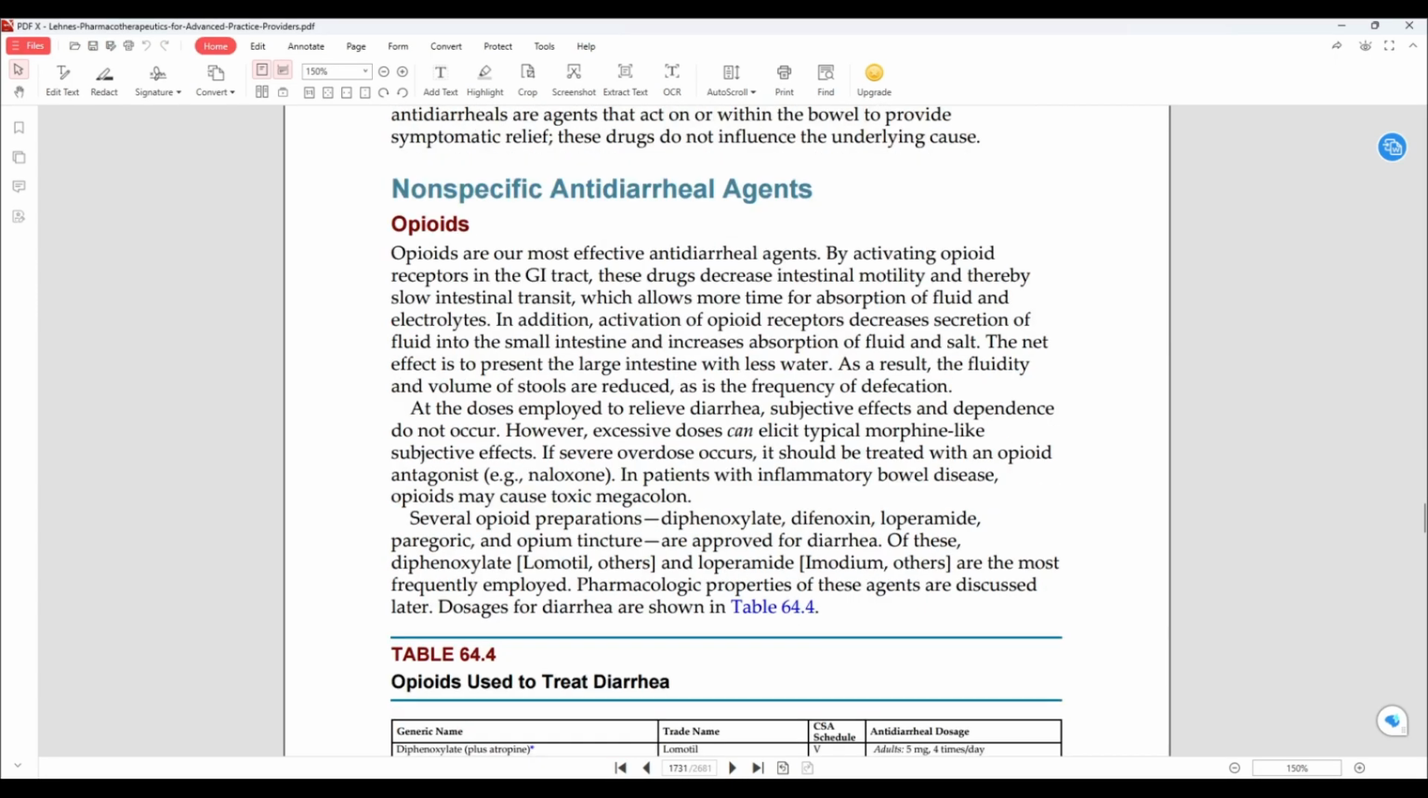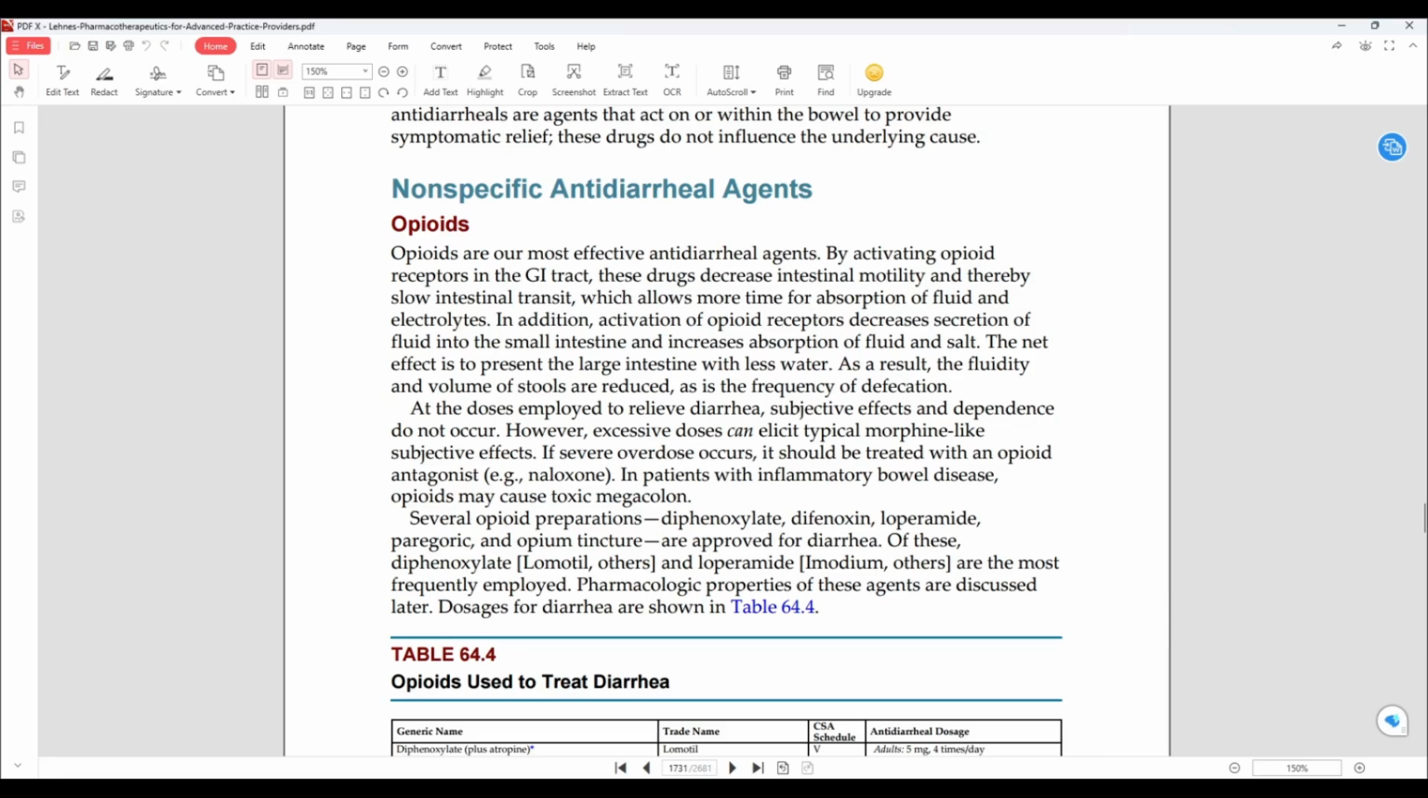So, nonspecific antidiarrheal agents include opioids. Opioids are our most effective antidiarrheal agent. By activating the opioid receptors in the GI tract, these drugs decrease intestinal motility and thereby slow intestinal transit, which allows more time for absorption of fluid and electrolytes. In addition, the activation of the opioid receptors decreases secretion of fluid into the small intestine and increases the absorption of fluid and salt. The net effect is to present the large intestine with less water. As a result, the fluidity and volume of stools are reduced, as is the frequency of defecation.